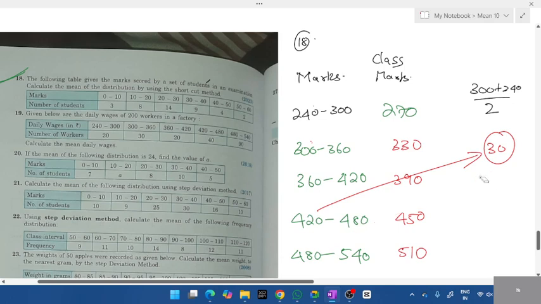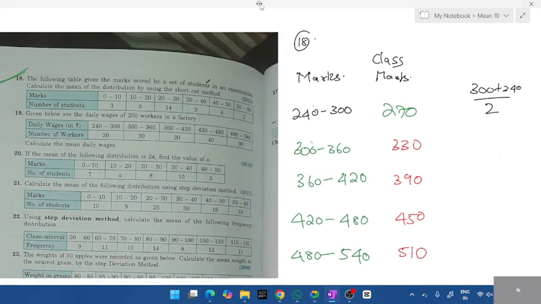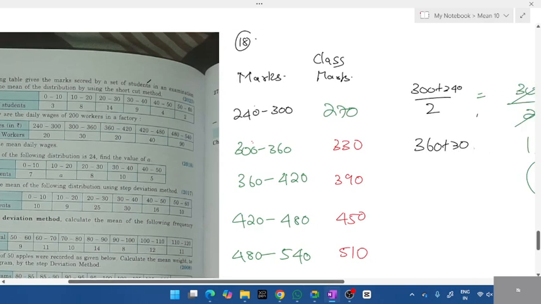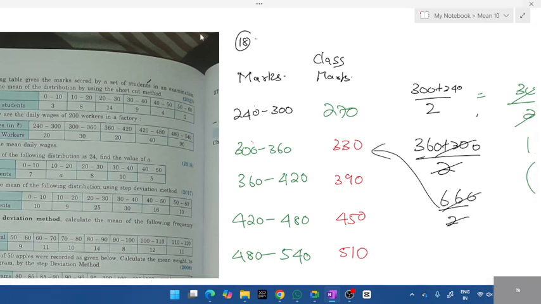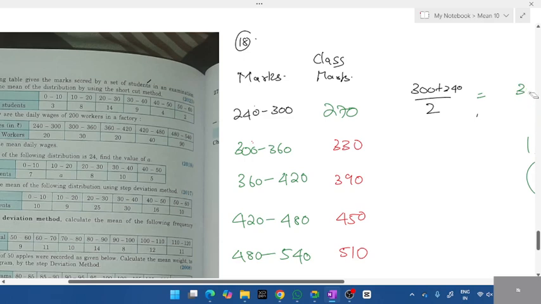Only the extra number students. I don't know why you answered 310. Okay. If not, do it like this: 360 plus 300 divided by 2. You'll get 660 divided by 2, that is 330. Right? Look here, once again I'll explain. Joanna, Lemuel, you'll understand this concept.